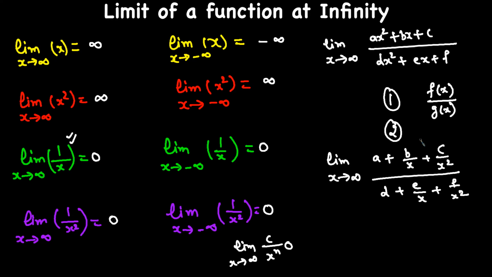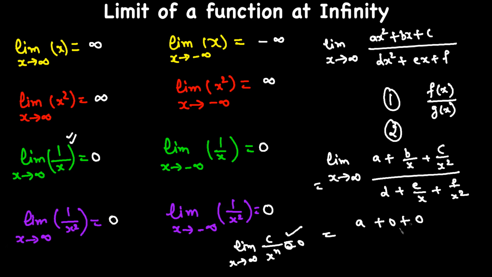And then step 3 is just solve it: plug in the value of x there, and you'll find the limit. So as x approaches infinity, a is a constant and stays the same, but the limit of b over x as x approaches infinity is equal to 0. So 0 plus c over x squared. A constant c raised to the power n, over x raised to the power n, for any value of n, is always 0.